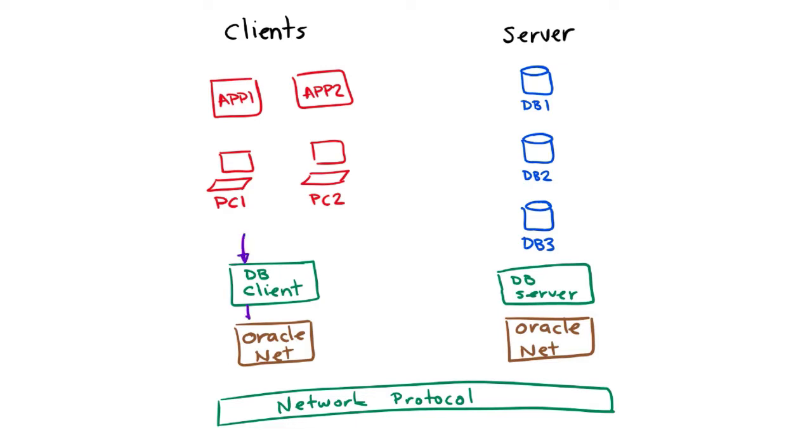The database must provide this identification. One way the database does this is by the use of services. A service name is a logical representation of the database. One database can offer multiple services.